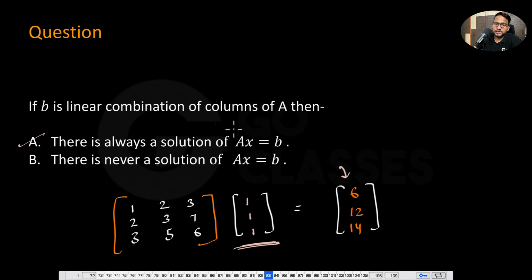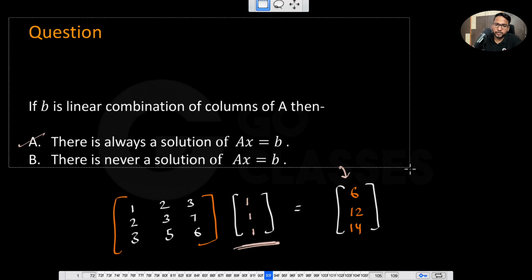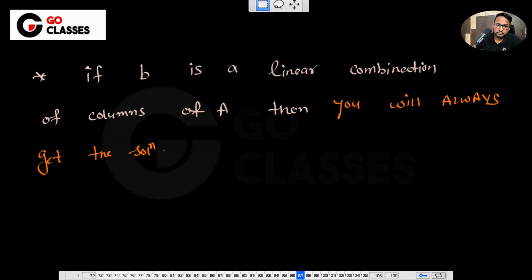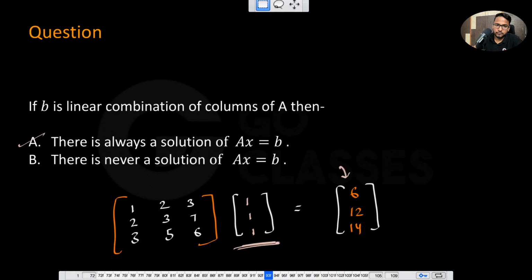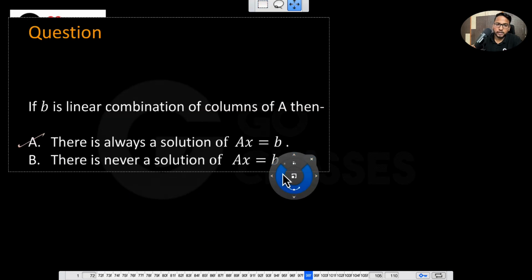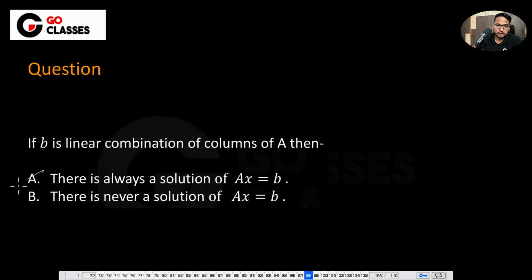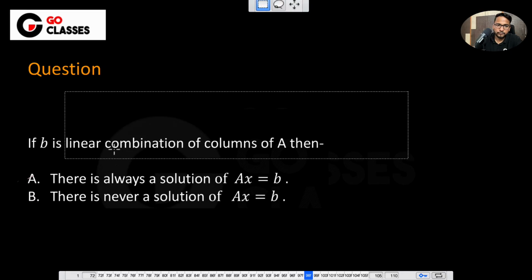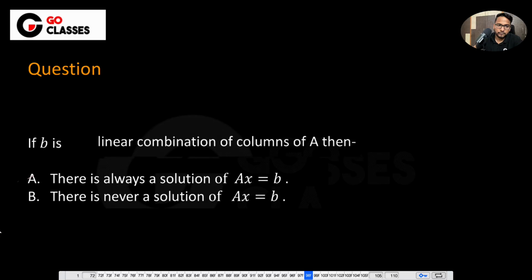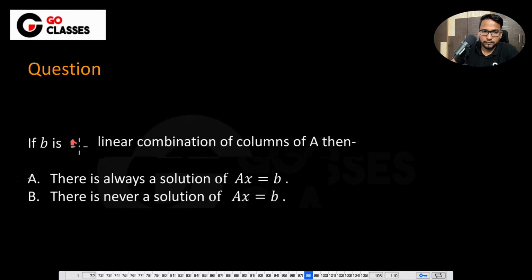So just see here that if B is a linear combination of columns of A, there is always a solution. At the same time, I can say if B is not a linear combination of columns of A, then there is never a solution. Right? I hope you understood this. Cool. So these are the two questions that I wanted to discuss.